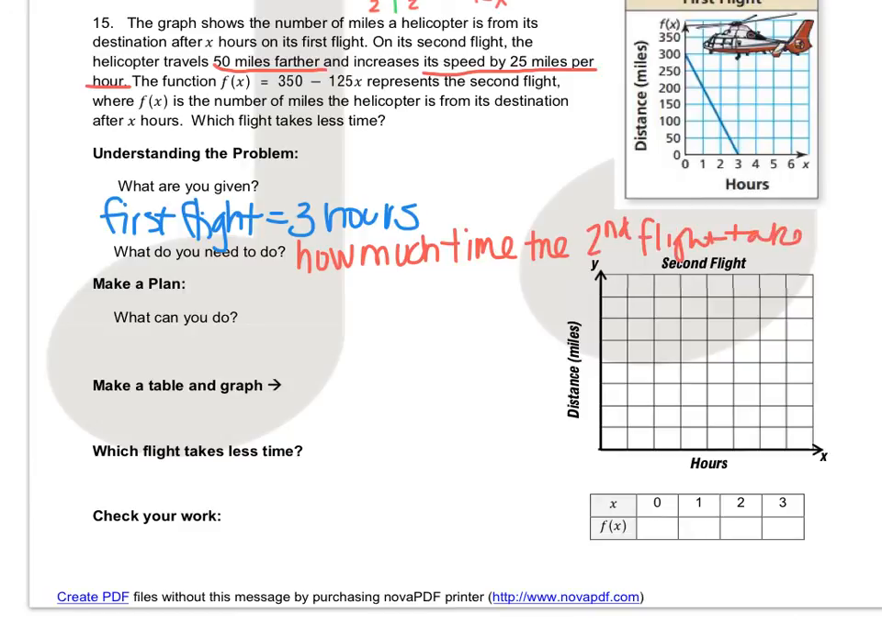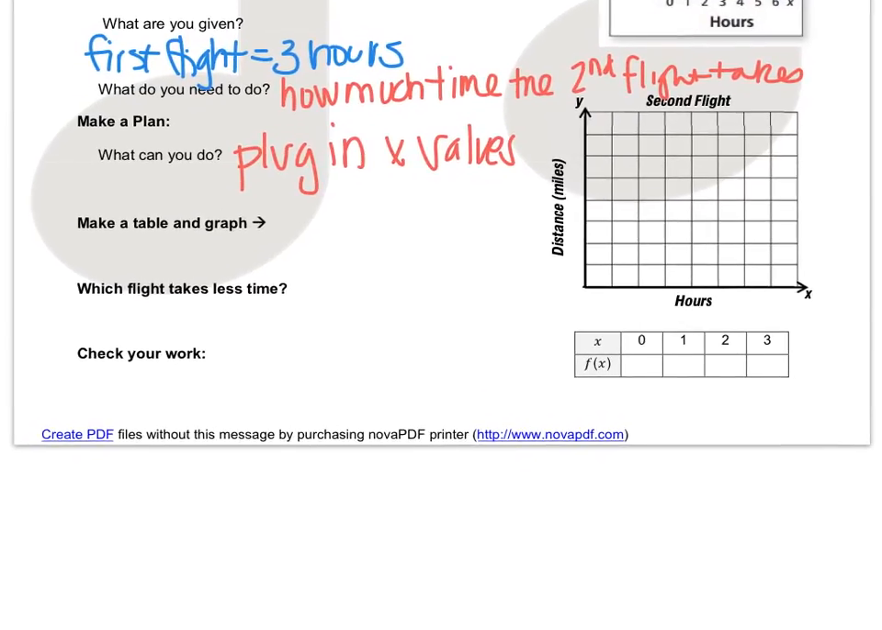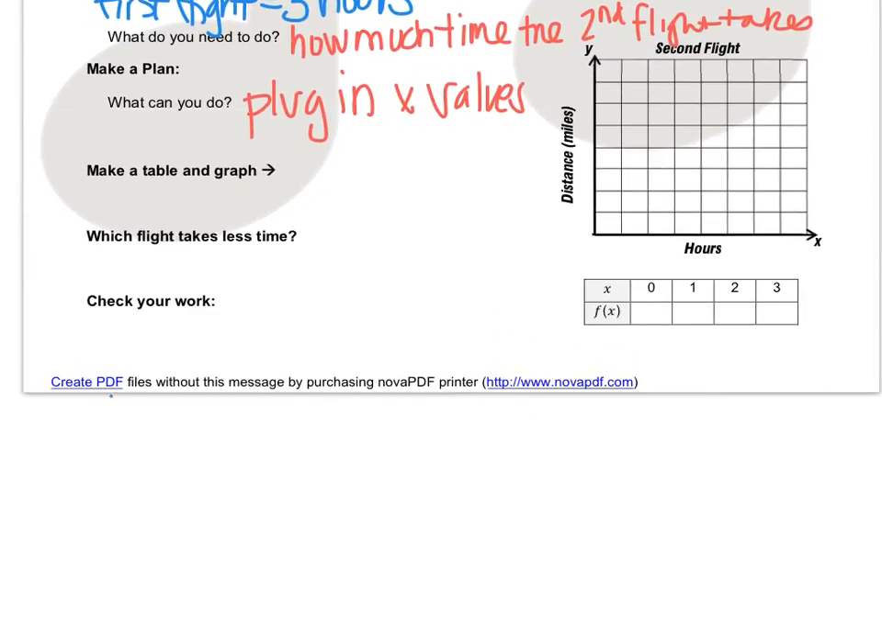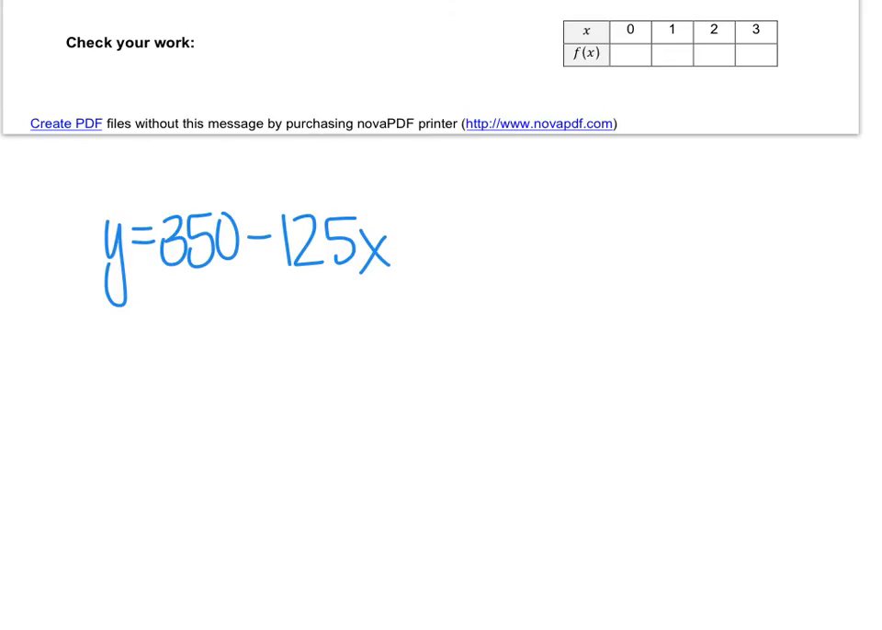So we've got a couple ways of doing that. They gave us a graph and they gave us a table over here to the right. So what we're going to do is plug in some x values to see what happens. So starting off, I'm going to rewrite this down here. We had the equation y equals 350 minus 125x. And they were really nice in our table here and gave us our x values of 0, 1, 2, and 3. So we're going to plug those in.